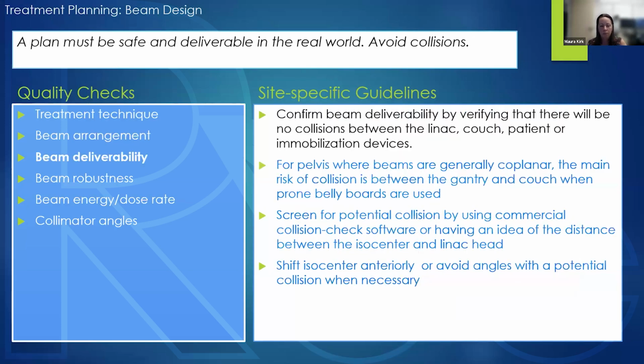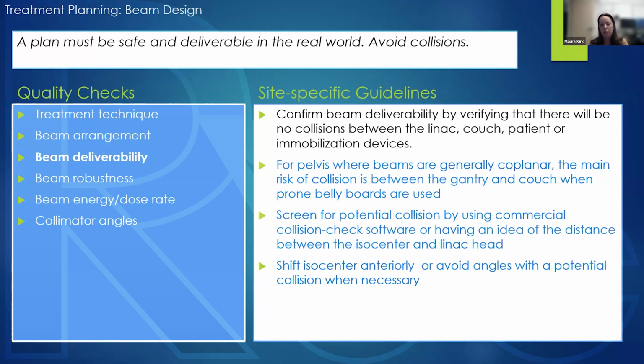For beam deliverability in the pelvis, our beams are usually coplanar, so the main risk of collision would be between the gantry and the couch when the patient is high up on a prone belly board and their isocenter is posterior within their body. It's pretty high off of the table.